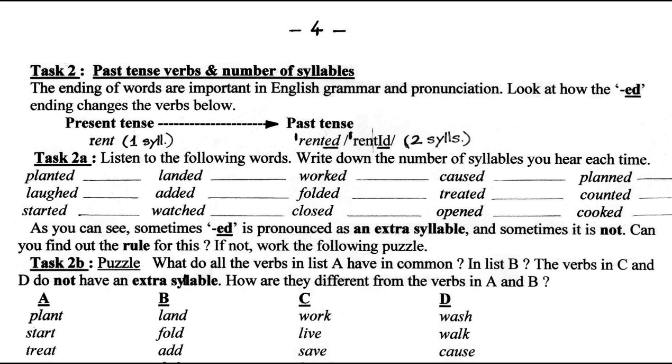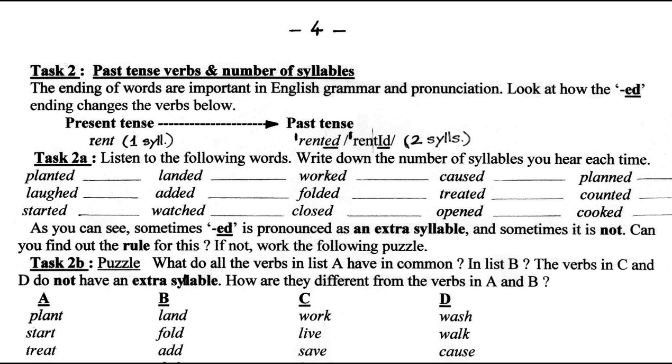Next. Planned. How many syllables? Yes, just 1 syllable. Next. Laughed. How many? Yes, just 1. Next. Added. Yes, 2 syllables. We have ad and ded. Added. Great.